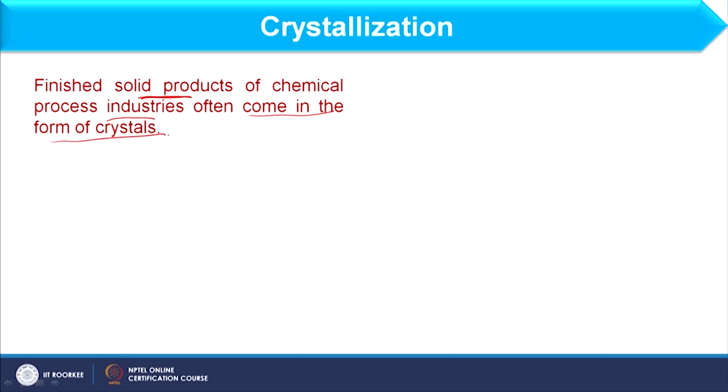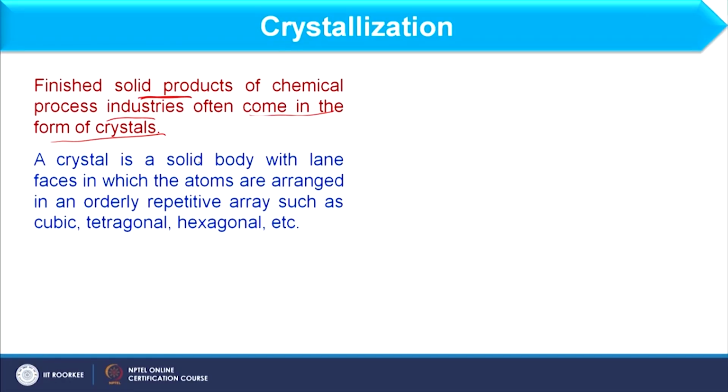Okay. So basically if I am saying a crystal, it means it has a definite shape. What these shapes are, that we will discuss. So as far as a crystal is concerned, it is a solid body with plane faces in which the atoms are arranged in an orderly repetitive array such as cubic, tetragonal, hexagonal, etc. So you see it has a definite array. Whatever particles are available in the product take their place in a definite array, or we can say in a definite format, and so we call that a crystal.